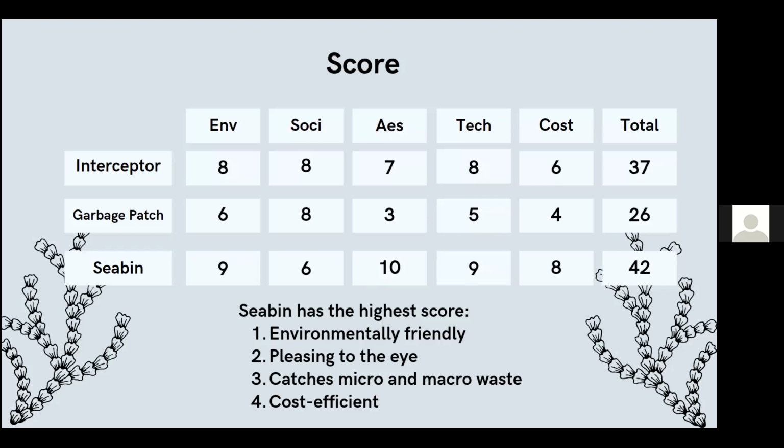And last but not least, cost efficient. The Seabin costs about $3,980 for each installation. Also, Seabin can catch around 1.5 kilogram debris every day with running costs of fewer than $3 a day.